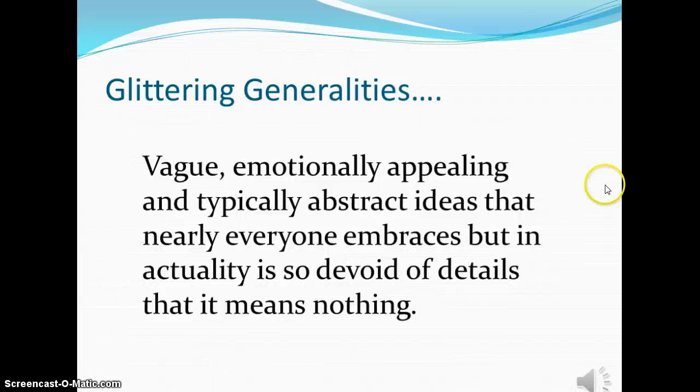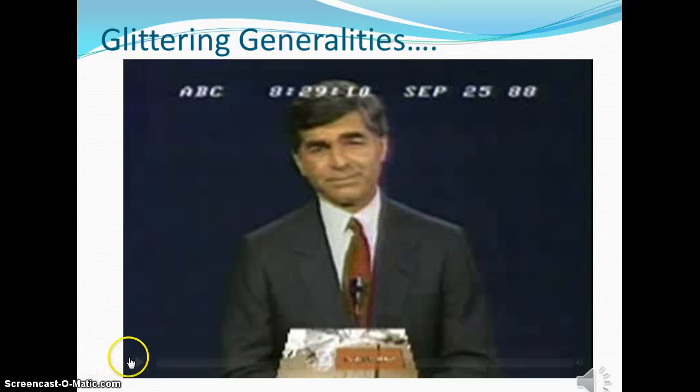Glittering generalities. These are vague ideas like freedom and happiness and liberty, and we don't really know what that means. Everyone wants to improve education. How do we get there? Everyone wants every child to have a quality education. What does that mean? That's the idea here. Take a look at some of these.